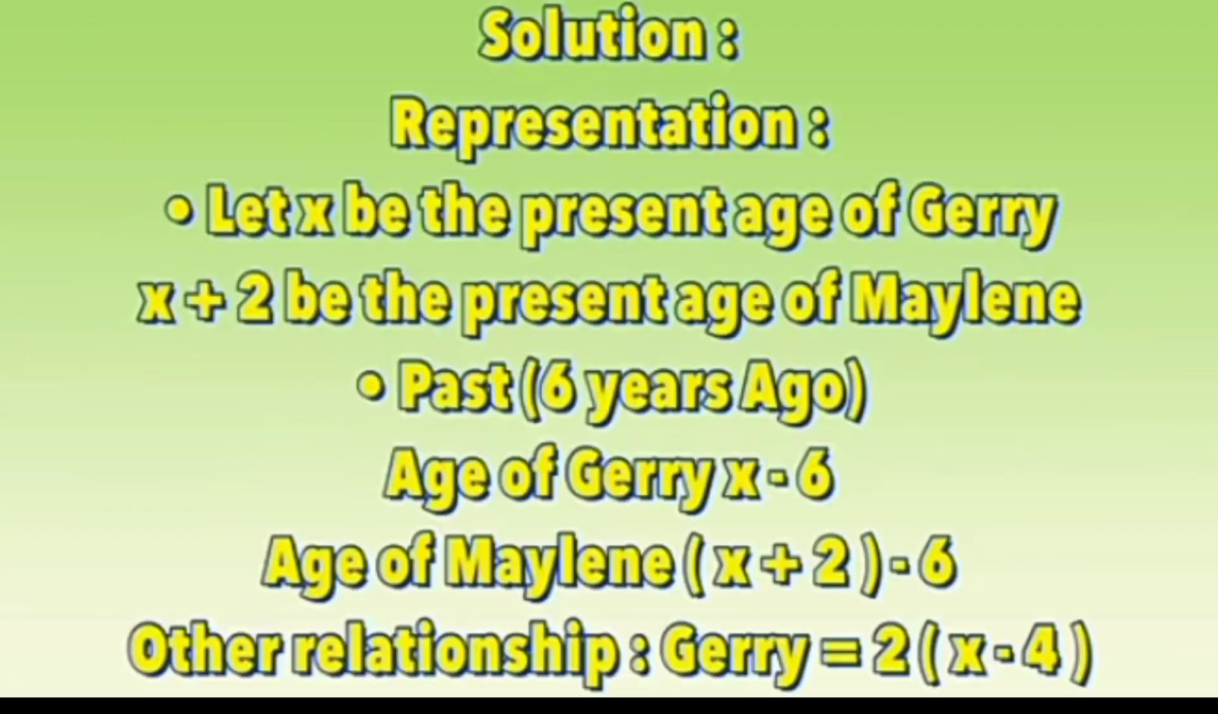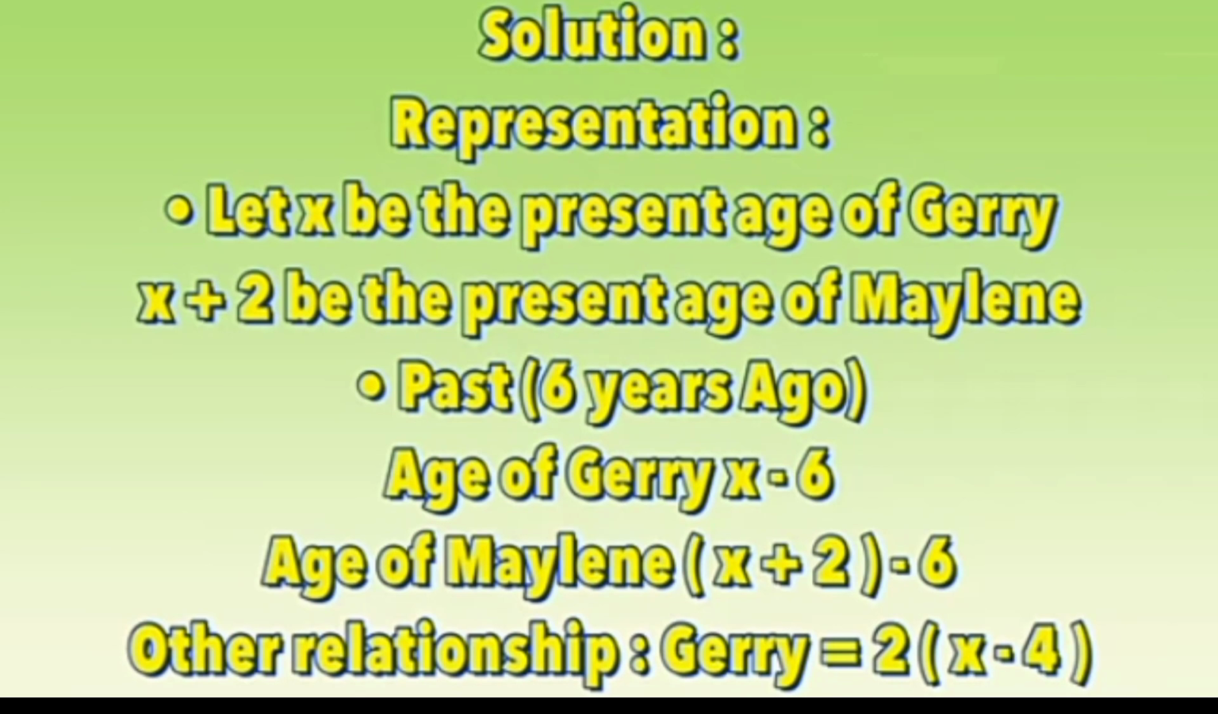So our solution is, we first have to make a representation. Let X be the present age of Jerry, because we do not know the age of Jerry. And Milan is already identified as 2 years older than Jerry, so Jerry is X. That's why our expression is X plus 2 for the present age of Milan.